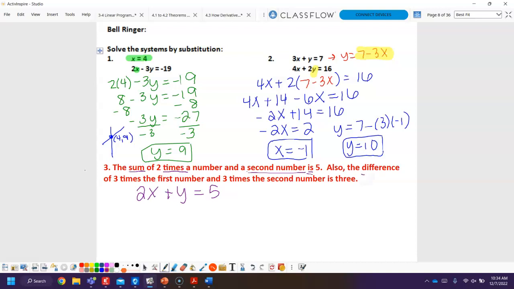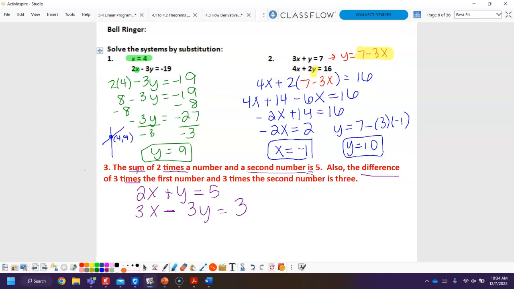And then difference. Difference means subtract. Times again means multiply. The first number, so first number means 3x. Difference is subtract 3y equals 3. So I have 2 equations.